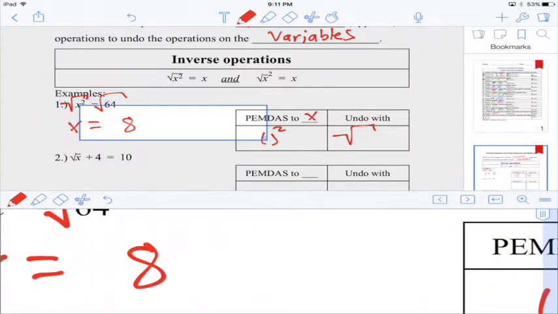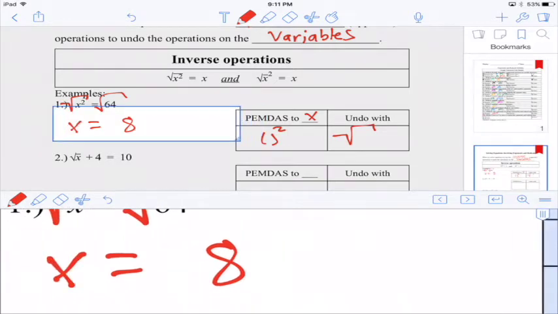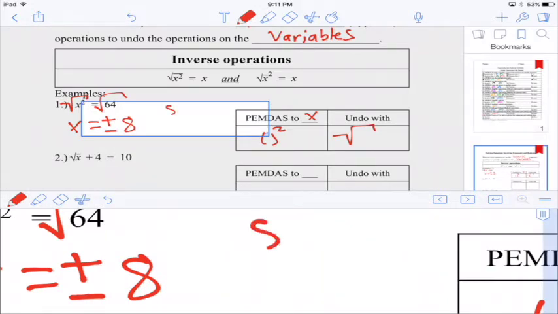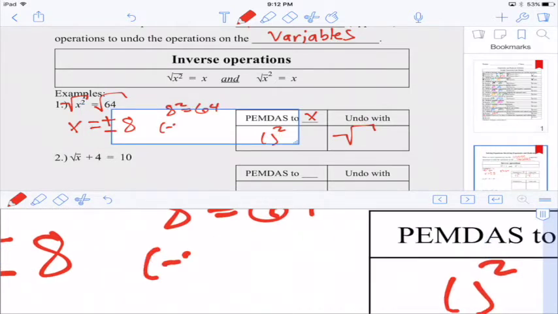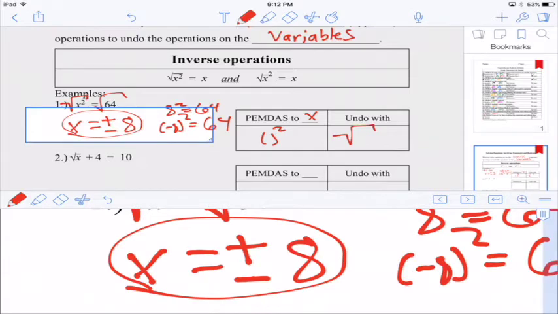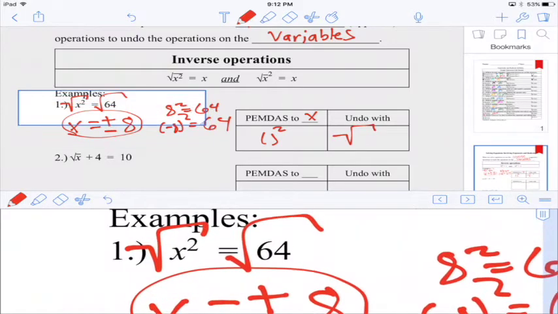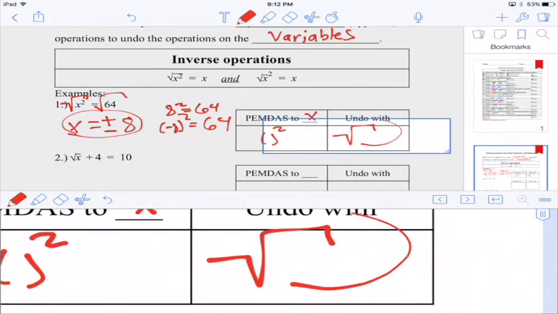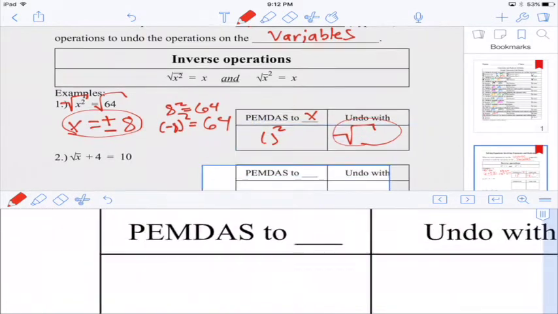However, there is an important thing that we haven't talked about as well. This isn't just 8. It's positive 8 and negative 8, right? If we plug it back into our original problem, 8 squared is 64, but also negative 8 squared, right? Because a negative 8 times a negative 8 is 64 as well. So there are two answers here. That's something kind of tricky. If we square root to solve, we're going to have a plus and a minus answer.